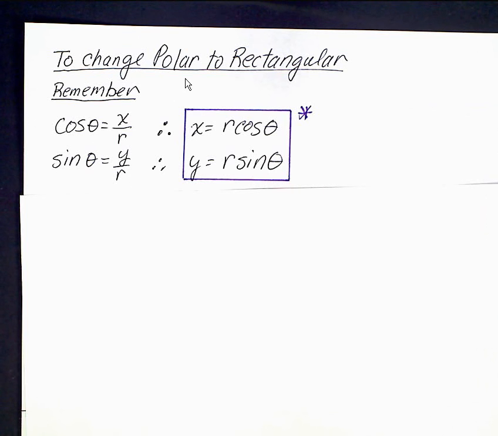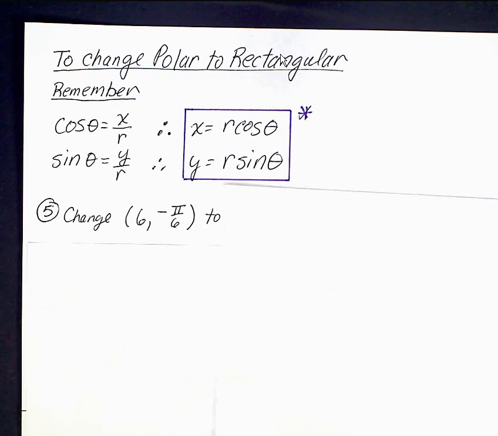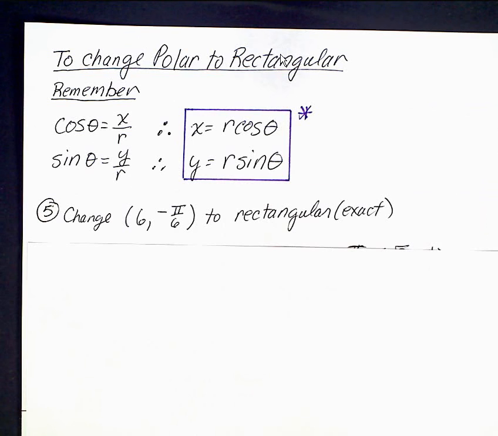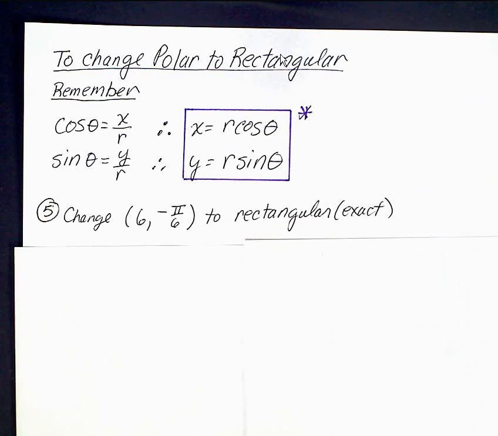We're going to use this. This is critical. This is how you're going to change things from polar to rectangular. So you'll notice here, we're going to ask you to change (6, -pi/6) into exact rectangular form, or rectangular form with exact values.